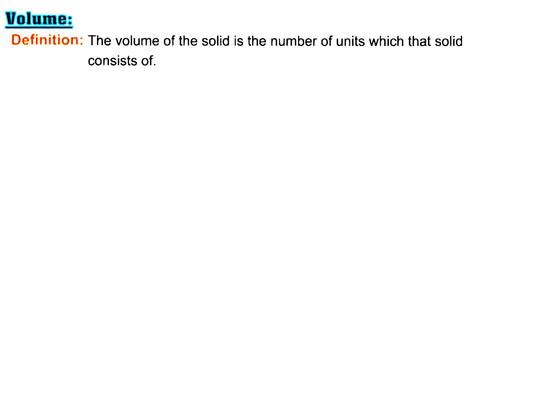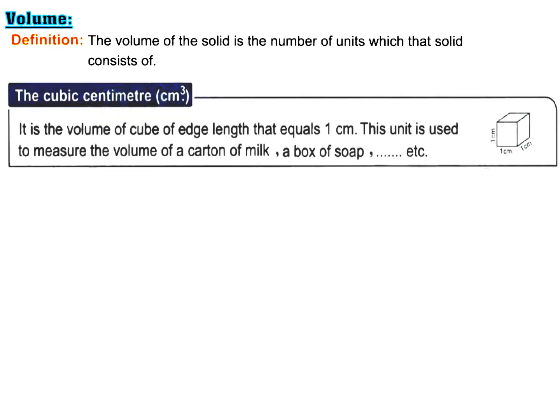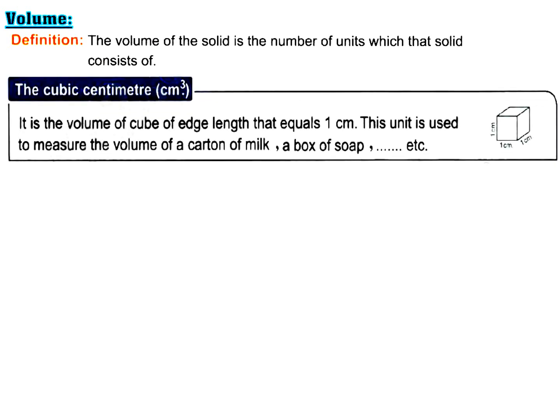If I know the number of units which the solid consists of, this means that I know the volume of this solid. Okay, now we will talk about its units. The units of volume: cubic centimeter, okay? Centimeter cube is a unit of the solid, and also meter cube and millimeter cube, okay? We will define cubic centimeter. This means that it is the volume of a cube of edge length equal to 1 centimeter.